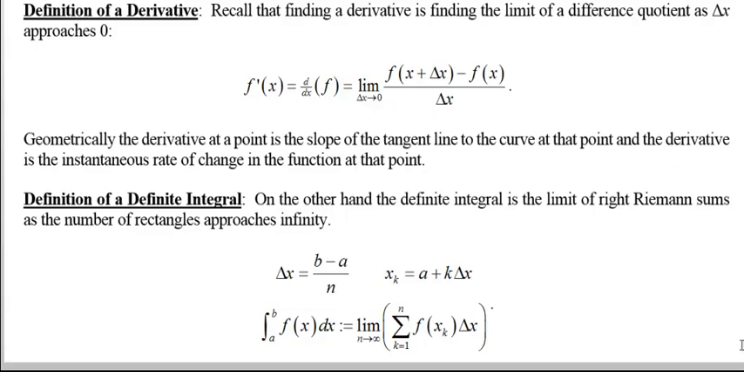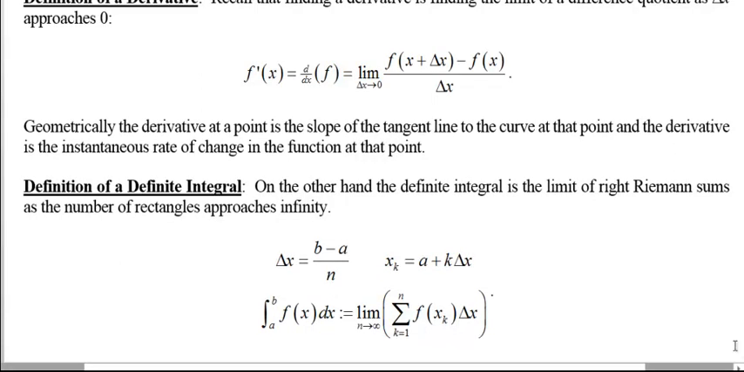Then we add that up from k equals 1 to n, which gives us a sum of the areas of the rectangles. The product was the area of one rectangle, and that sum is the sum of all the areas. That's a right Riemann sum. Then take the limit as n goes to infinity, and consequently delta x goes to 0, and that gives us the definite integral. So the definite integral is an area.